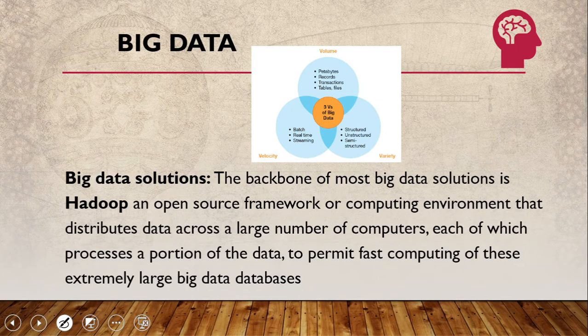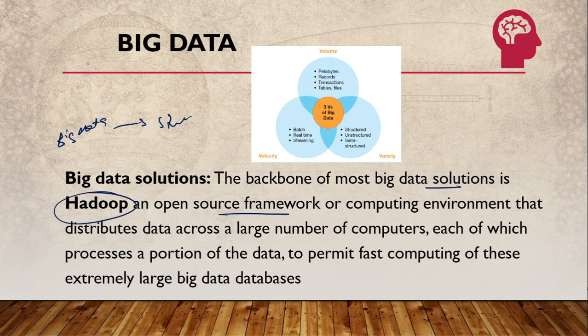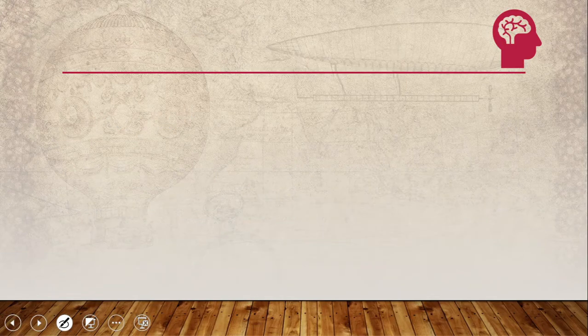Some of the ways in which big data can be transformed into structured data is one of the big data solutions, Hadoop. Hadoop is an open source framework. It's basically a computing technology with the help of which we can do fast computing on this data. Just remember that Hadoop is one of the solutions for big data to be transformed into structured data.